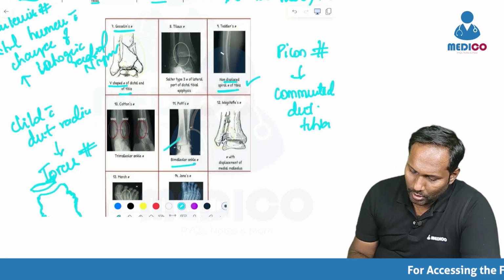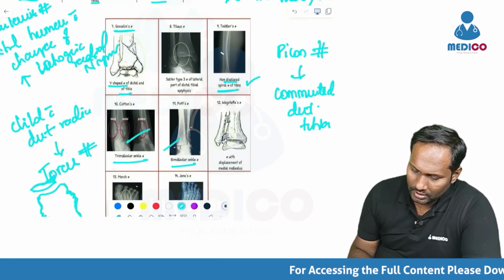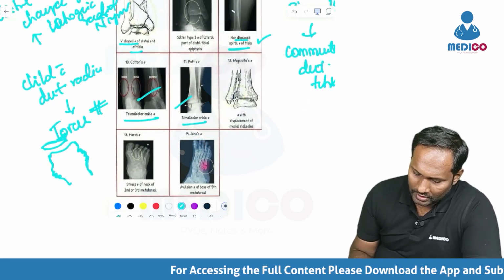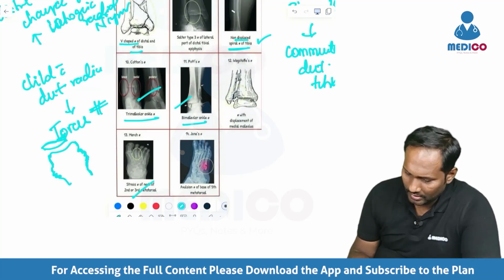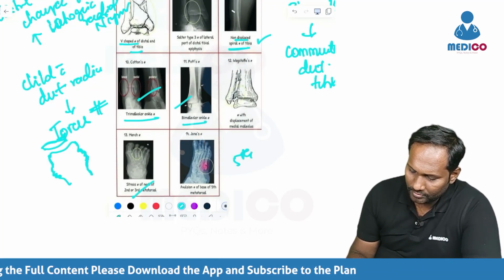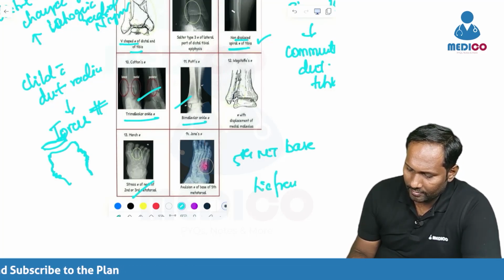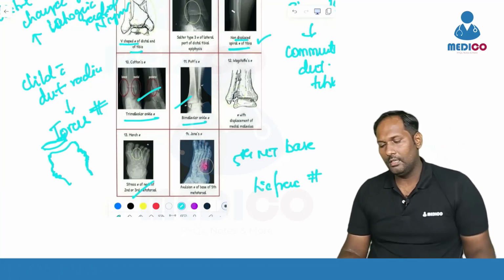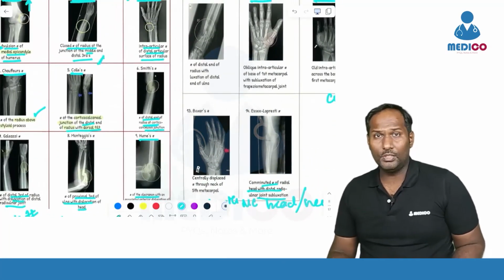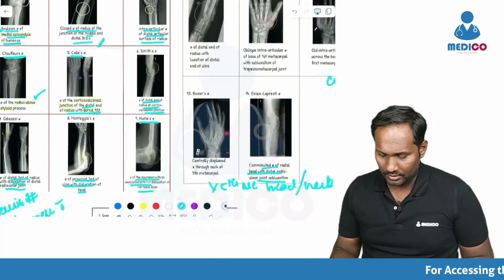Bimalleolar fracture is the Pott's fracture. Trimalleolar fracture, Cotton's fracture. March fracture is the second metatarsal head. Jones fracture is the fifth metatarsal base. And we have already talked about the Lisfranc fracture as well. Some fractures which I might have missed during the regular clinical discussion.